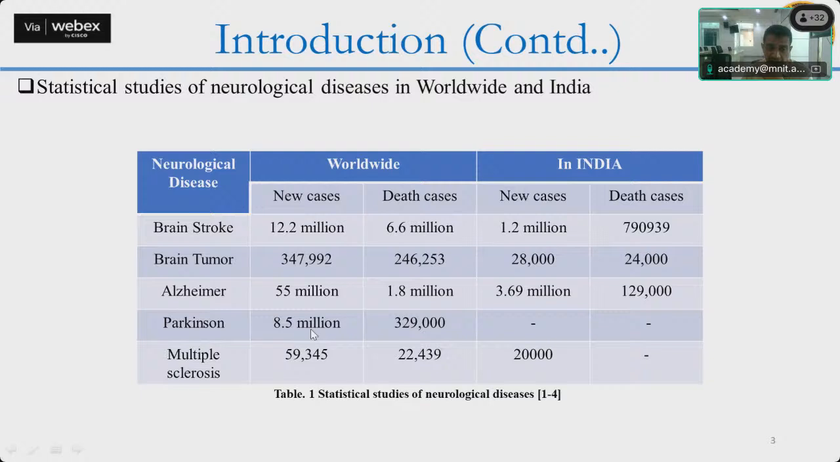Alzheimer's, you can see, is around 55 million in the world. In India, it is around 4 million.